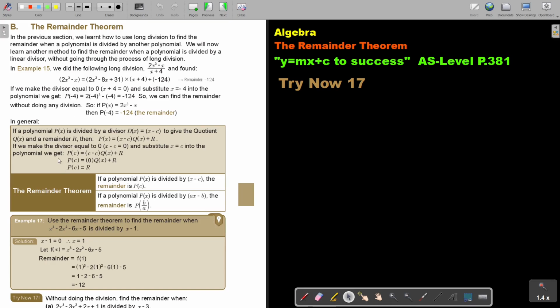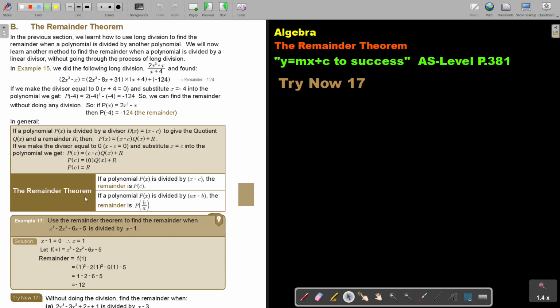Now let's look at the general case. So in general, if a polynomial p(x) is divided by a divisor d(x) equals x minus c to give the quotient q(x) and the remainder r, then p(x) equals the divisor times the quotient plus the remainder. That's the statement that we did in previous videos also. If we make the divisor equal to 0, and we substitute c in the place of x, then this falls away and we are just left with the remainder. And that's what's basically happening there.